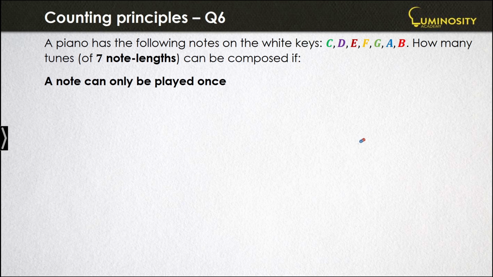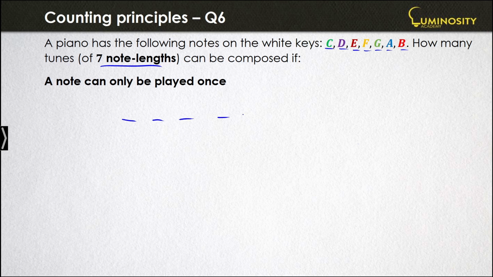Let's have a look at question 6. A piano has the following notes on the white keys: C, D, E, F, G, A, B. How many tunes of 7 note lengths can be composed with those 7 keys if a note can only be played once? Okay, so that means there's no repetition.